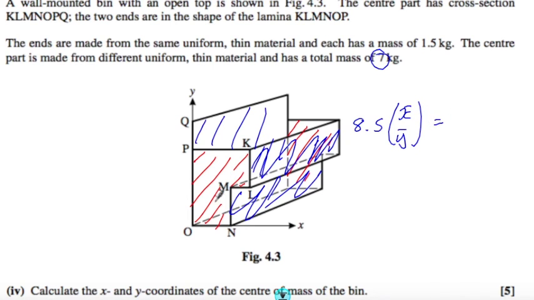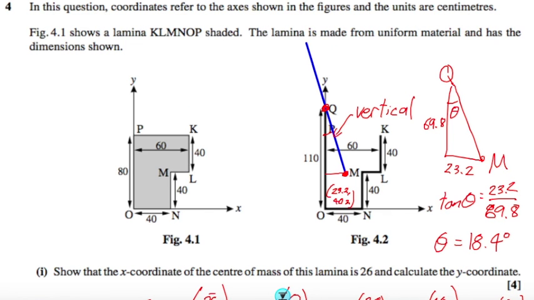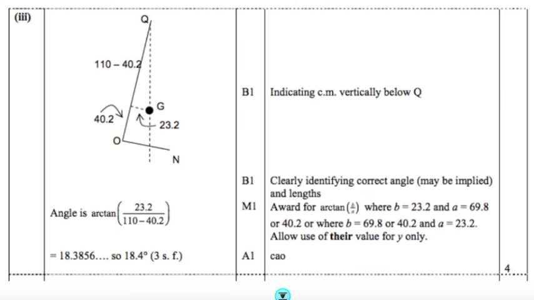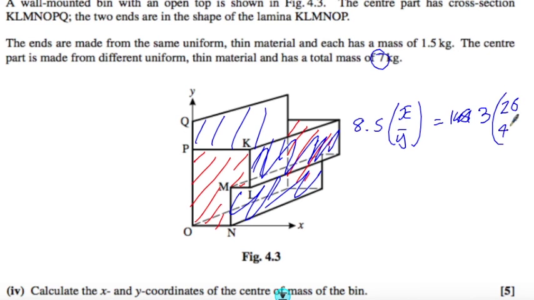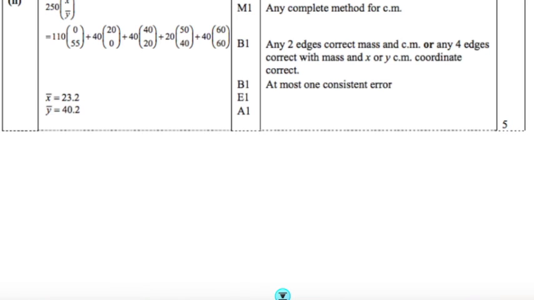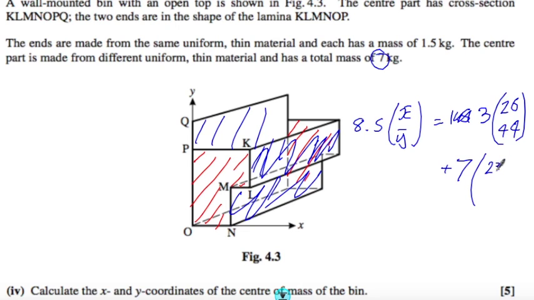So these two red pieces have got the same centre of mass, and they've got mass 1.5. There's two of them, so we could say that's 3 kilograms times by x, y. Let's go back and find out what that was. So that was 26, 44. And the blue bit in the middle, which is mass 7, will have the centre of mass of the other bit, which was 23.2, 40.2. So we're doing exactly the same as we did in parts 1 and 2, it's just that the 3 bits are the 2 end pieces and the bit in the middle.